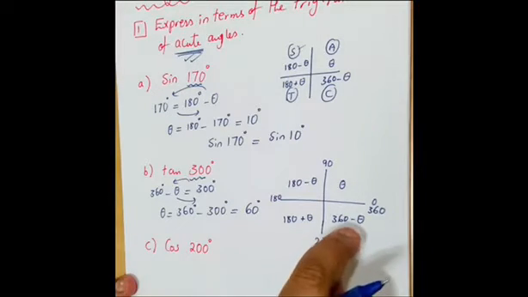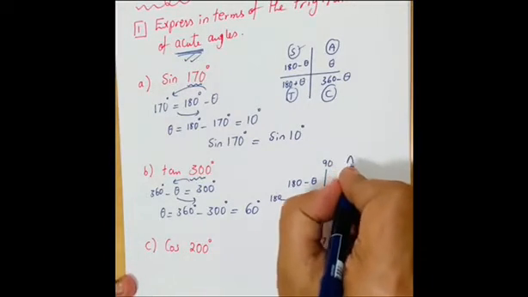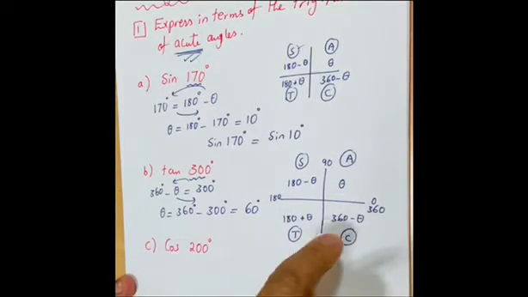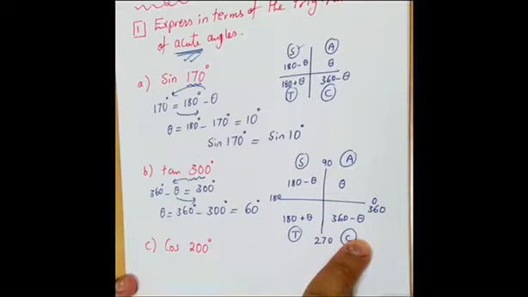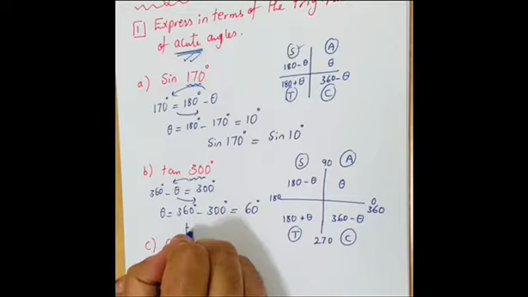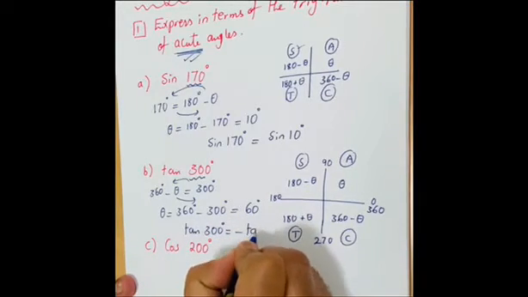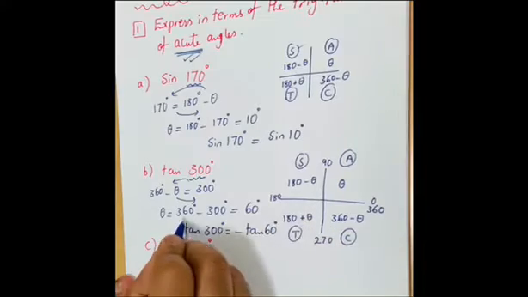But the point is, what is the sign of tan in the fourth quadrant? ASTC. So in the fourth quadrant, only cosine will take the positive. What about the tan in the fourth quadrant? It's supposed to take a negative sign. So tan of 300 is equal to negative tan of 60.